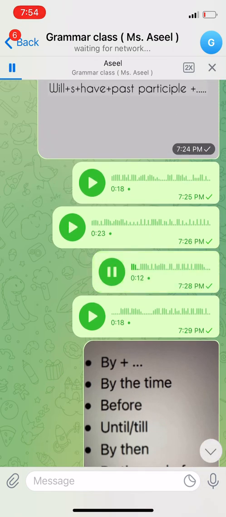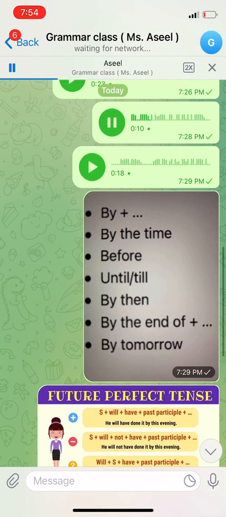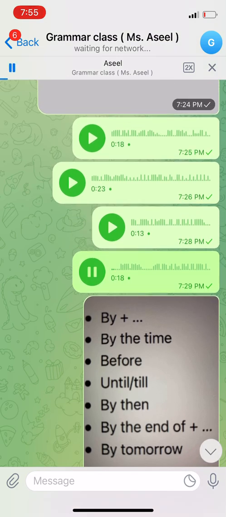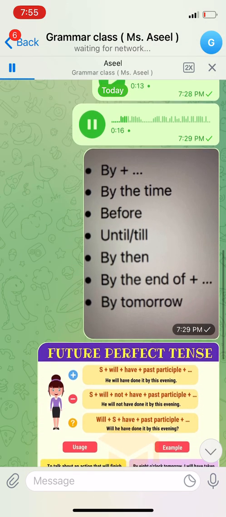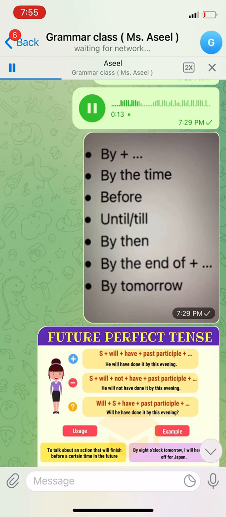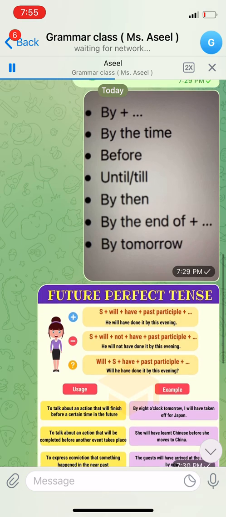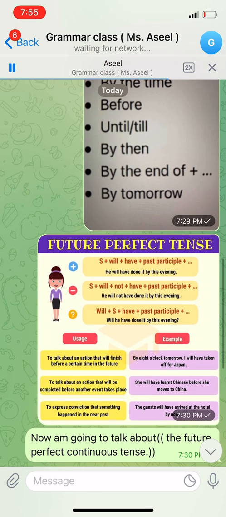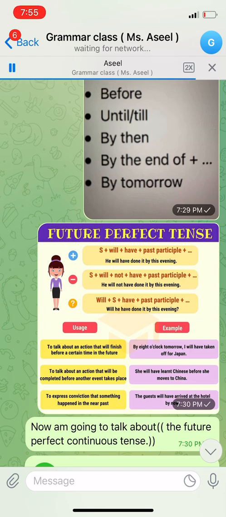Number 2, to express conviction that something happened in the near past. For example, the guest will have arrived at the hotel by now. There are time expressions used with the future perfect tense, which are by the time, before, until, or till, by then, by the end of, by tomorrow.